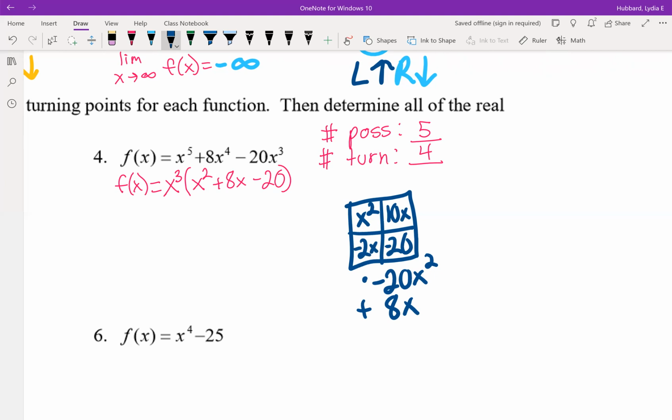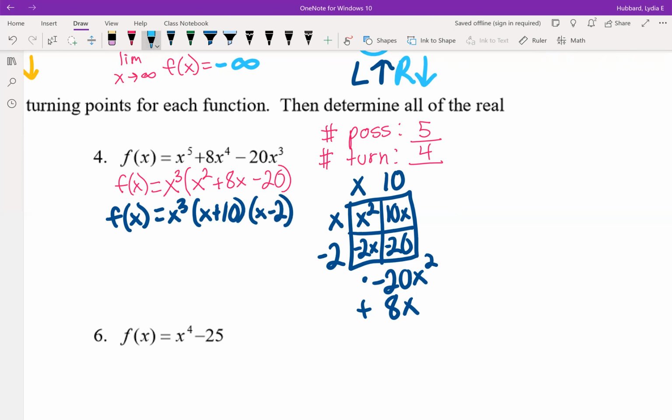Out of the first column, we can take out an x. Out of the second column, we can take out a 10. Out of the first row, we can take out an x. And out of the second row, because the closest box is negative, we can take out a -2. So this should factor to x to the third times x plus 10, x minus 2. And so that would be our factored form.